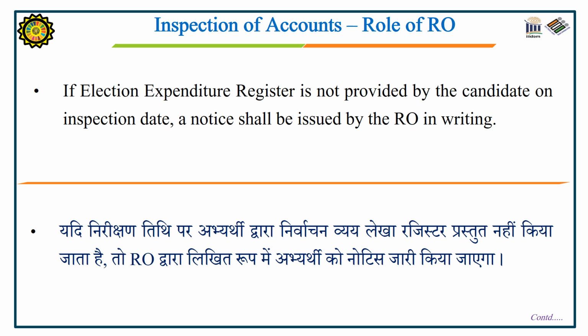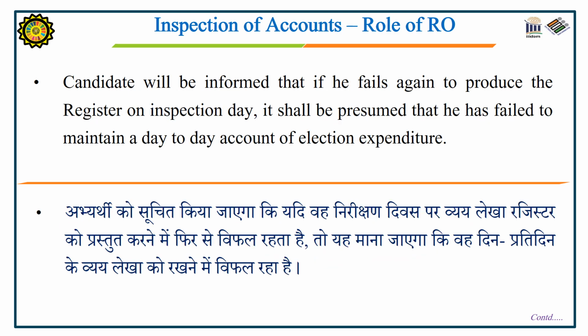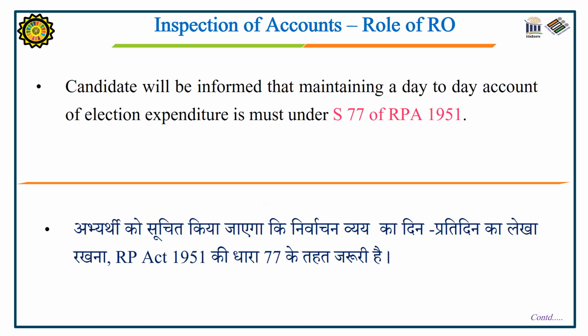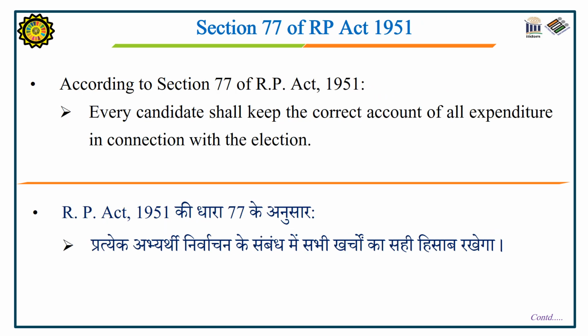If the election expenditure register is not provided by the candidate on the inspection date, a notice shall be issued by the returning officer in writing. The candidate will be informed that if he again fails to produce the register on the inspection date, it shall be presumed that he has failed to maintain a day-to-day account of election expenditure. The candidate will be informed that maintaining a day-to-day account of election expenditure is a must under Section 77 of the RP Act 1951. Section 77 says every candidate shall keep the correct account of all expenditure in connection with the election.